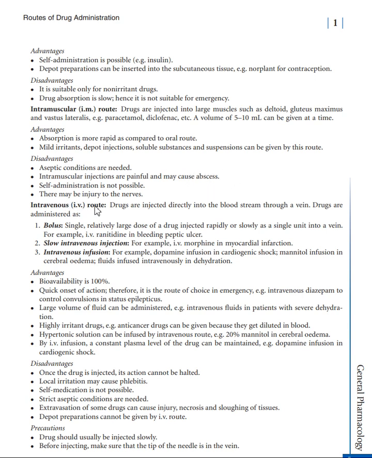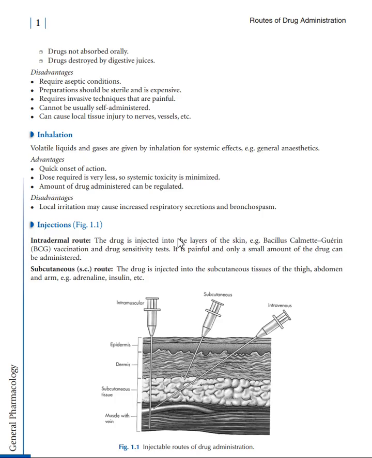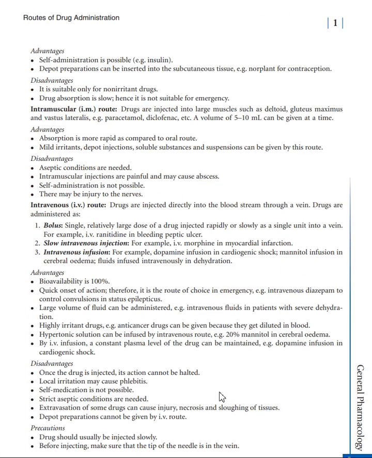Okay, the intravenous IV route is given whenever the energy of the person is down. It is given into the bloodstream through the vein. You can see, I'll show you the image here. This is the vein, and the injection is given into that vein. Here we have three types again: bolus, slow intravenous injection, and intravenous infusion. This can be administered like this.